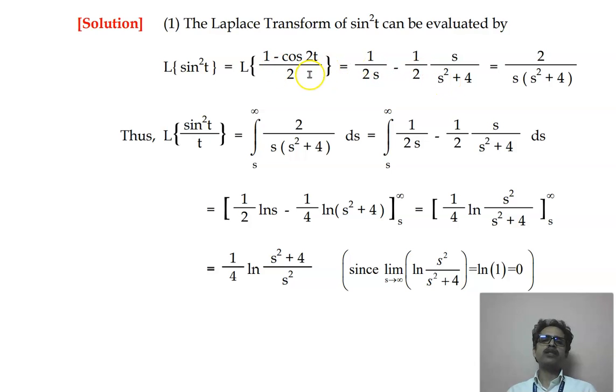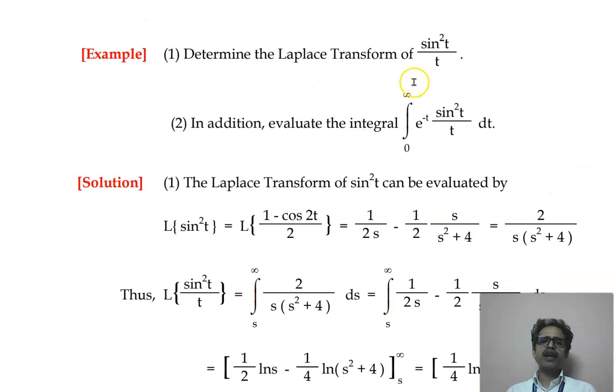In the second term, the second term will have the minus sign. 1 upon 2 is a constant, it would come out, and that is multiplied by Laplace of cos 2t, and Laplace of cos 2t is s upon s square plus 4. Now just make a cross multiplication here, and you can find it is 2 upon s into s square plus 4. In fact, we don't need to simplify this, because this function is easy to find the inverse Laplace transform. Anyway, what we are going to do here, we are applying the property.